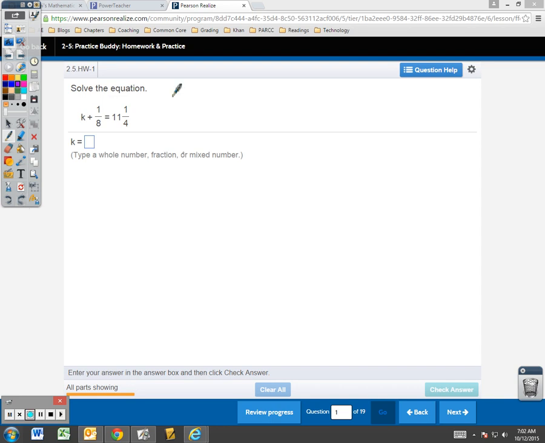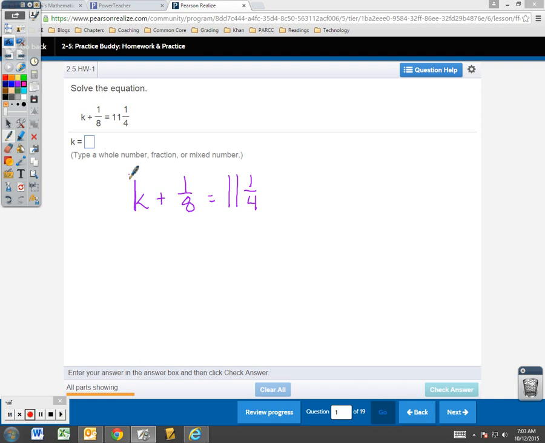Now, I'm going to take a look here and I'm going to rewrite it down here. So we have some unknown k plus 1/8 is equal to 11 and 1/4. You might see a little difference in the way I do it than you do it because I'm a little bit more proficient with my fractions than maybe some of you.